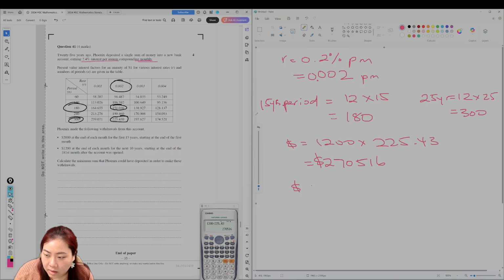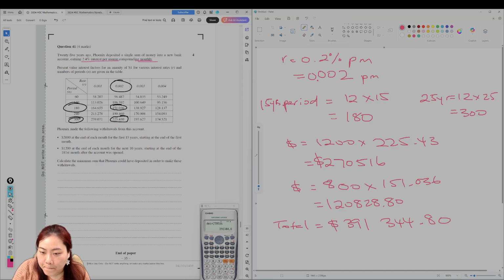Then the $800 that's extra for the first 15 years, which is 151.036. 800 times 151.036, and that needs an extra 120,828.80. So in total, it needs these two added together: 270,516 plus 120,828.80, and you're going to need 391,344.80 at the very beginning. Hope that makes sense.